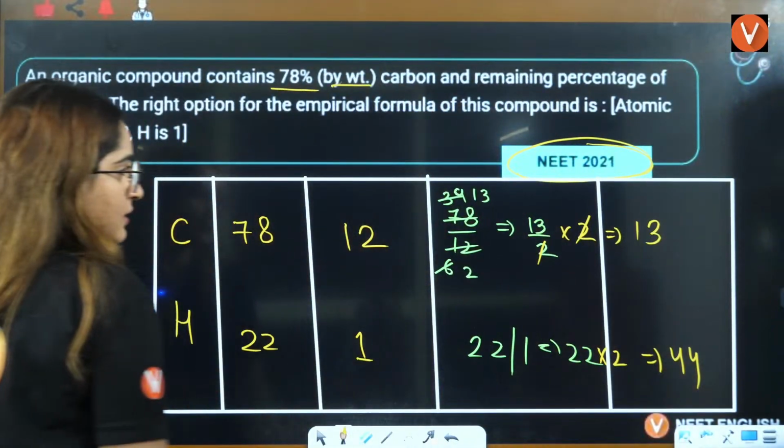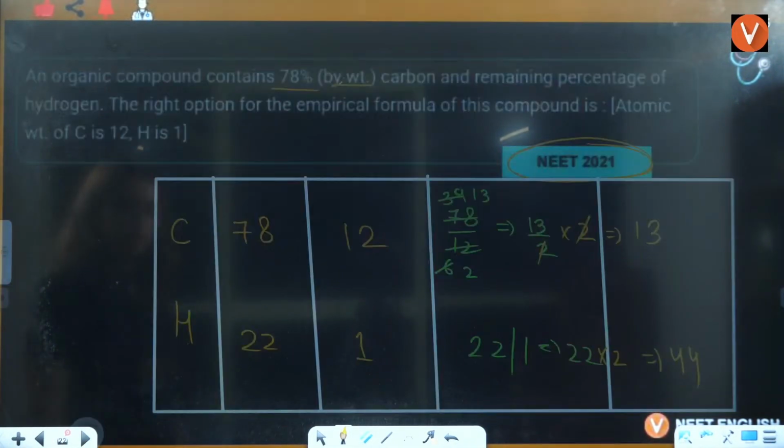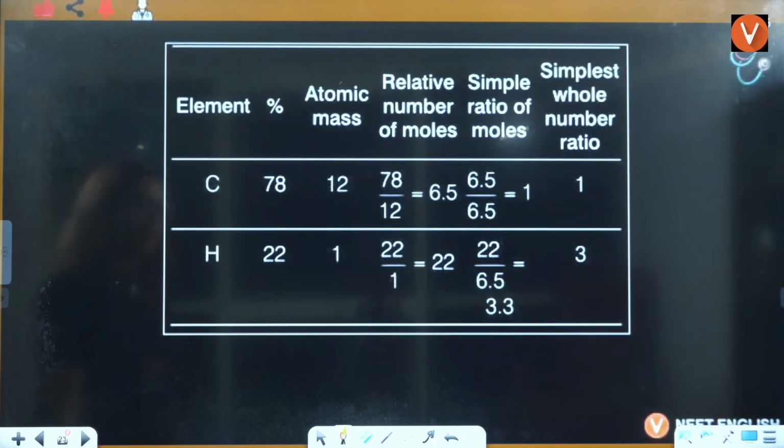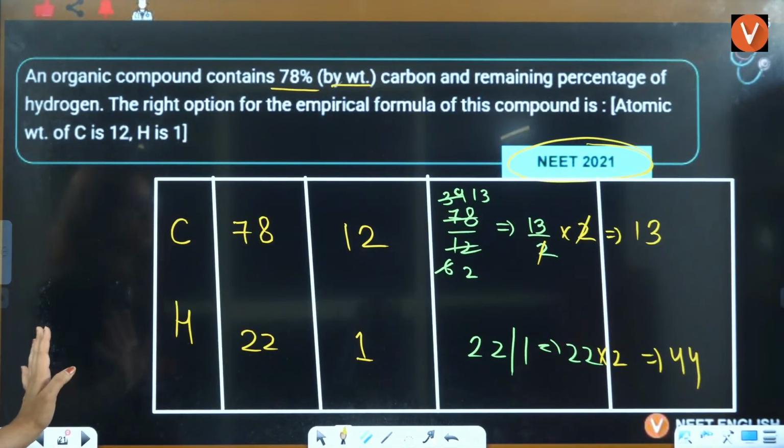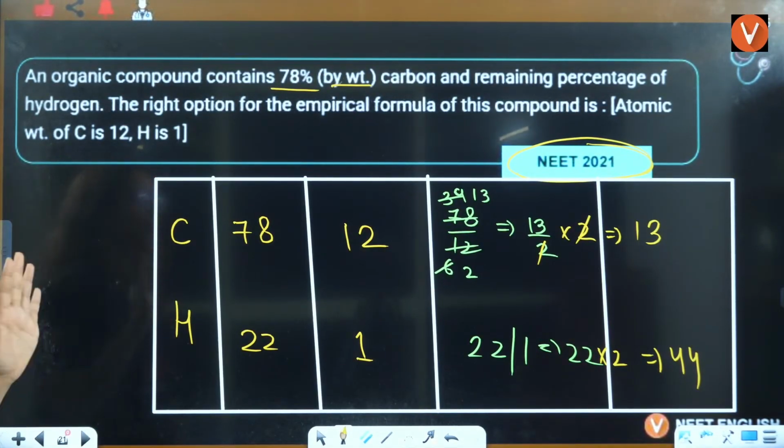Right? Yes. So they have used a very rough approximation here.